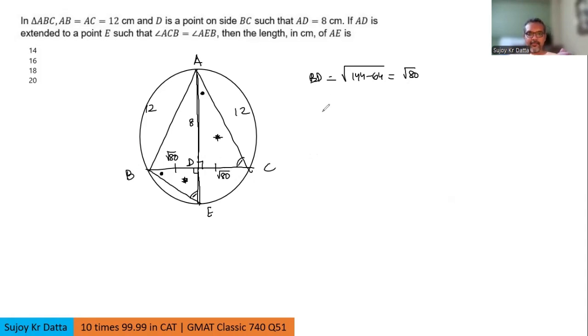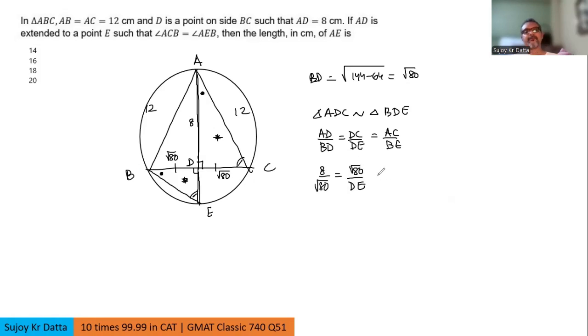Now if I use the similarity, triangle ADC is similar to triangle BDE. We write down the ratios. AD over BD is equal to DC over DE is equal to AC over BE. So AD we know is 8, BD is root 80, DC is also root 80 and DE is what we need to figure out. And AC is given as 12 and BE we don't know.